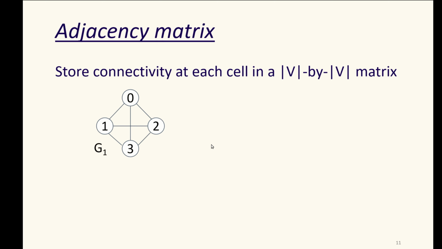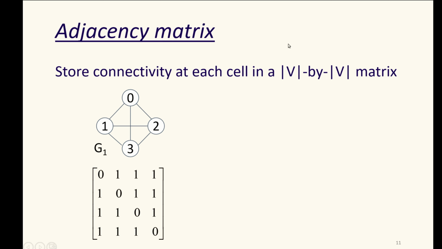Instead of a list, we could also use a matrix, which will indicate to us the connectivity between particular vertices in sort of a table or matrix format. We create a table or a matrix of cardinality of V by cardinality of V, size of V by size of V. So in this example, I have 4 nodes, so it will be a 4 by 4 matrix.